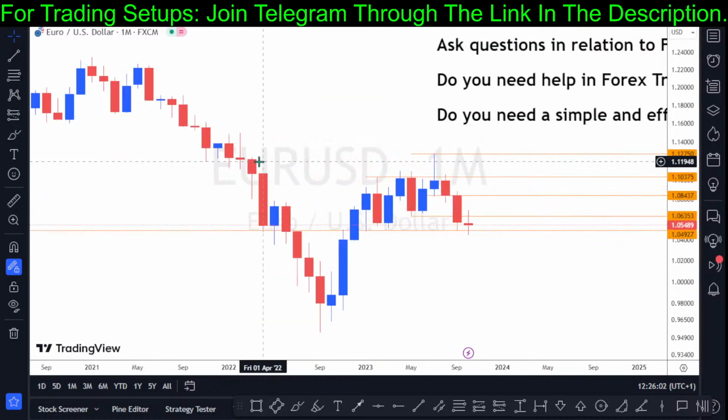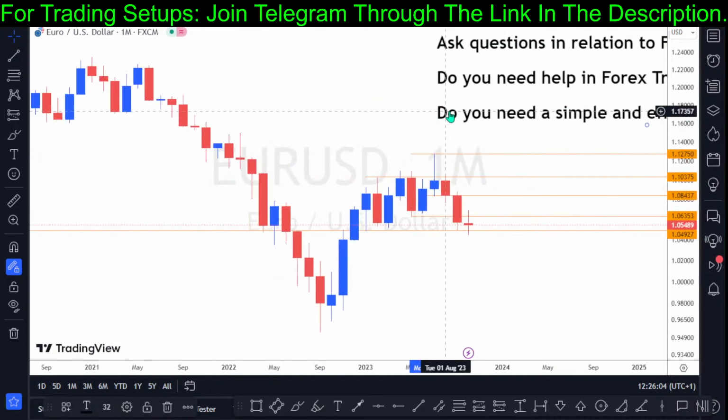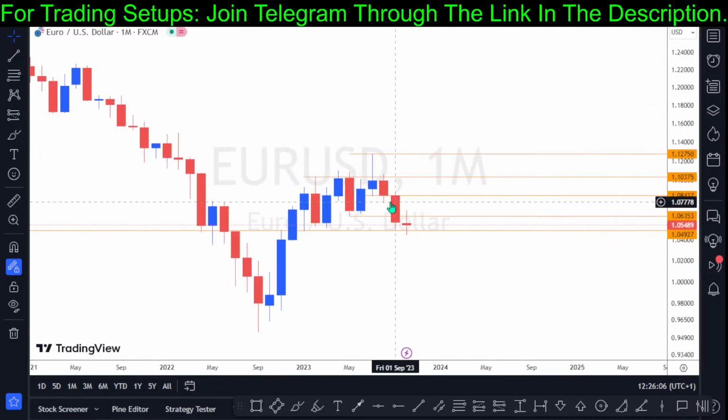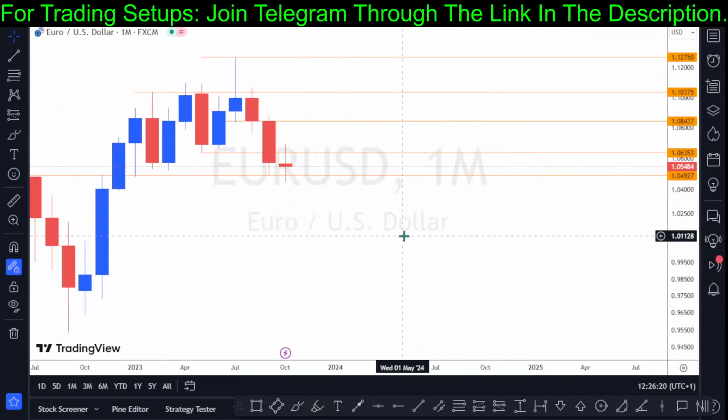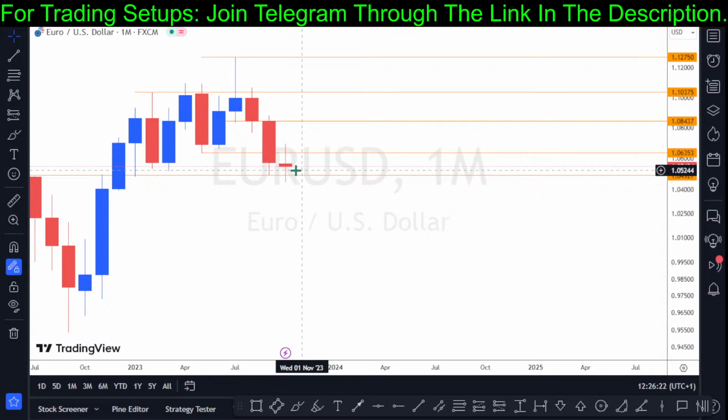So the action on Euro USD is still a doji candlestick currently on the monthly chart. So Monday and Tuesday could still lead this candlestick on the monthly chart to a bearish candlestick or a bullish candlestick. So let's see if this candlestick can maintain its doji formation till the close of price action on Tuesday, which is the end of this month in October.